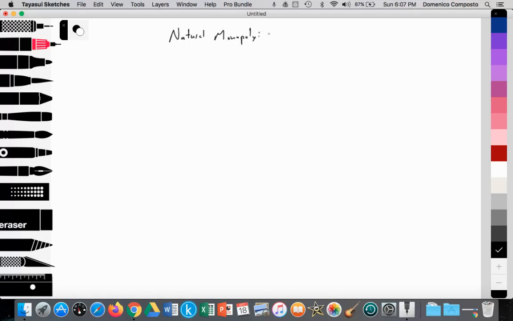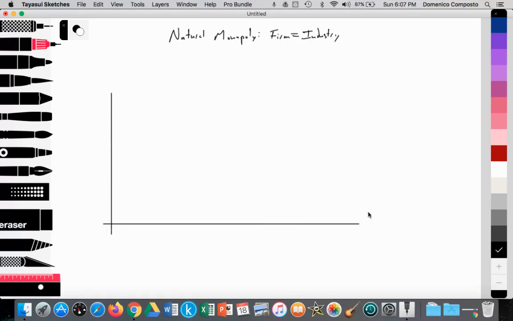And here essentially the firm is the entire industry. Okay. They've achieved significant economies of scale. So we're going to go ahead and draw our X and Y axis. We're going to be measuring quantity on the X-axis, costs of production, and we're going to show our demand curve.